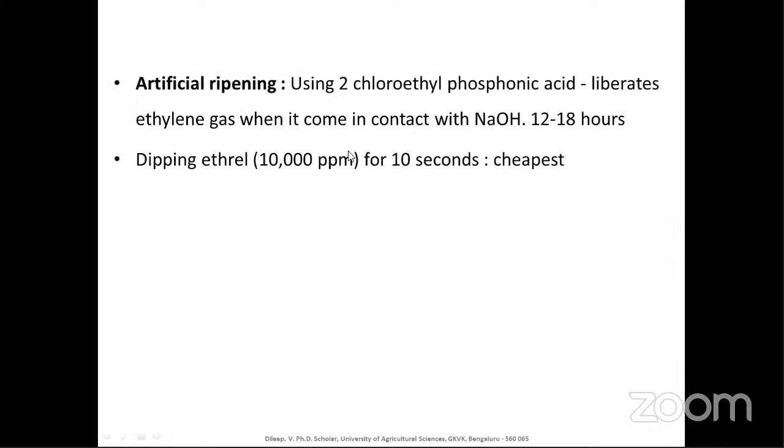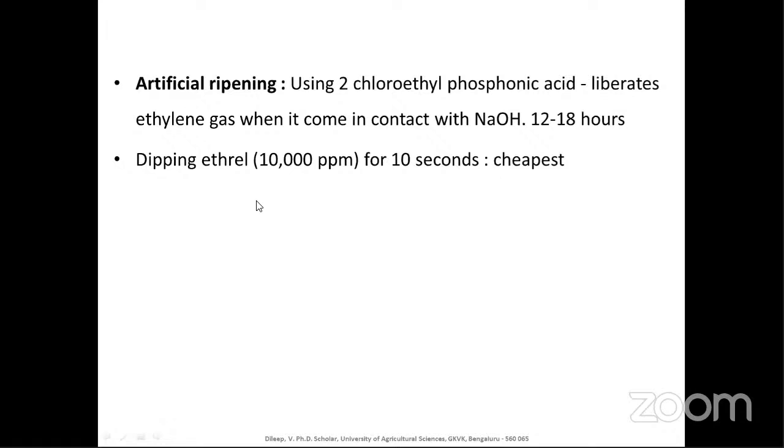So artificial ripening: we know that ripening is induced in banana by using ethylene. It is done either using 2-chloroethyl phosphonic acid that liberates ethylene gas. So we put 2 to 3 NaOH pellets in a bowl and add this 2-chloroethyl phosphonic acid, that is also ethylene only. If it is left in a closed chamber for 12 to 18 hours, the ripening process will take place, and this also helps in degreening. Okay, the chlorophyll will denature and the carotenoids will express.